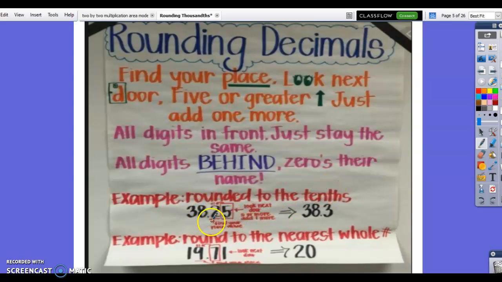You have 38 and 25 hundredths. The 5 tells the 2 in the tenths place that it becomes a 3 for the rounded version to the nearest tenth of 38 and 3/10. If you round to the nearest whole, you are looking at the 1 in the ones place, and the digit behind it is your tenths place, which is a 7. 19 would round to 20, if you're rounding to the nearest whole number.